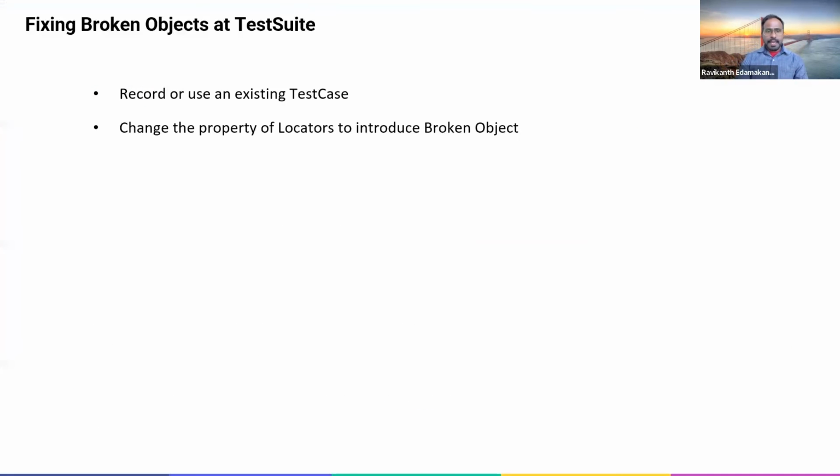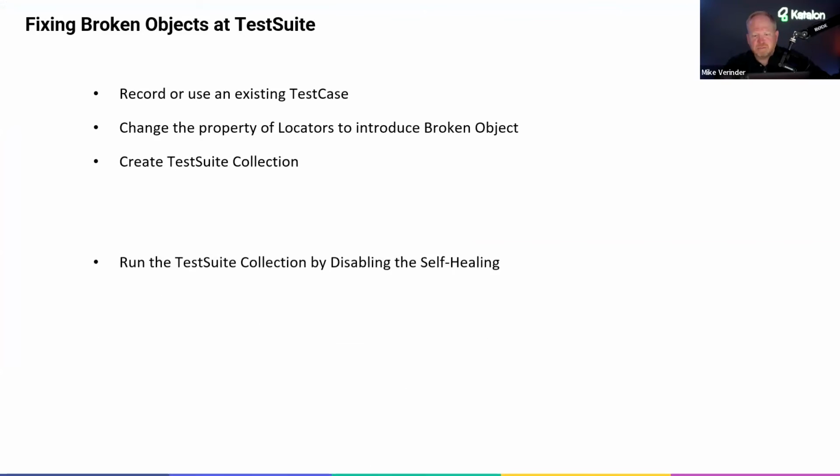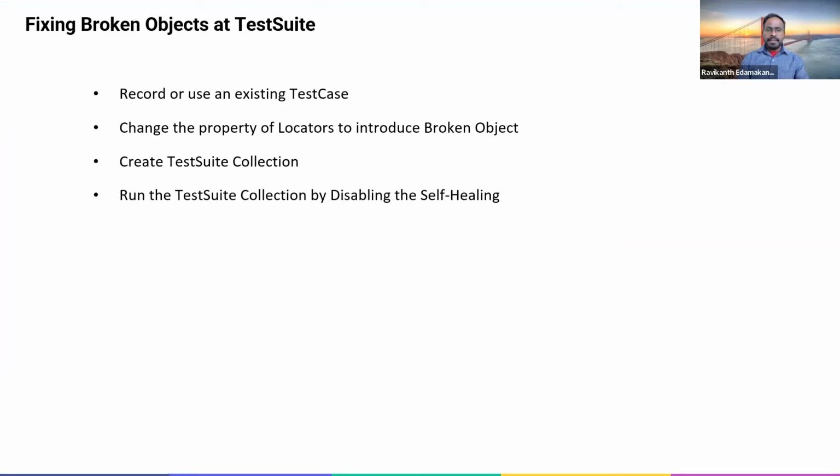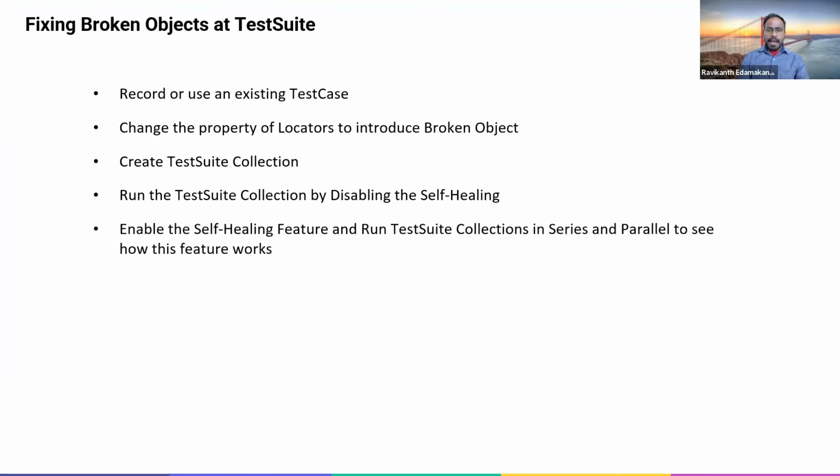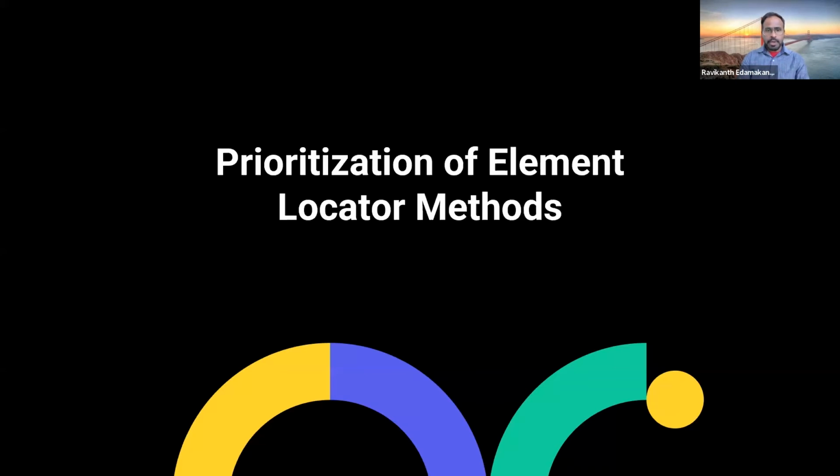Okay, so if you see here, this is what we covered. We created a test suite collection. We ran the test suite collection by enabling your self-healing, and then it automatically handled all, basically it self-healed all your objects, and also it proposed your newly identified object locators, and we approved those proposed object locators so that the newly identified object locators will replace the broken locators. That's what we saw.